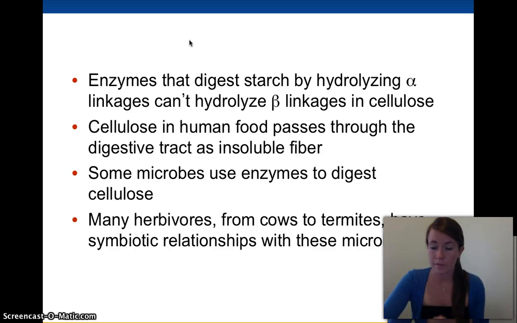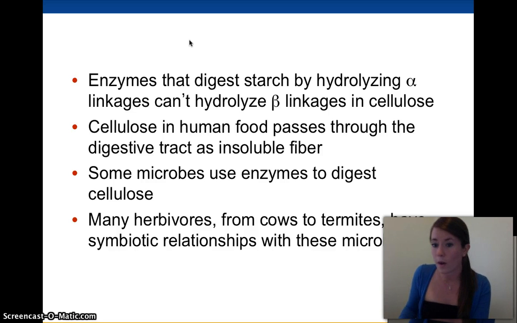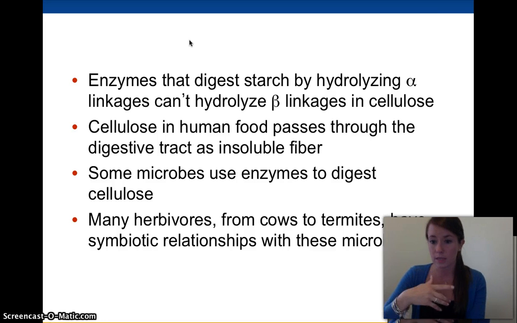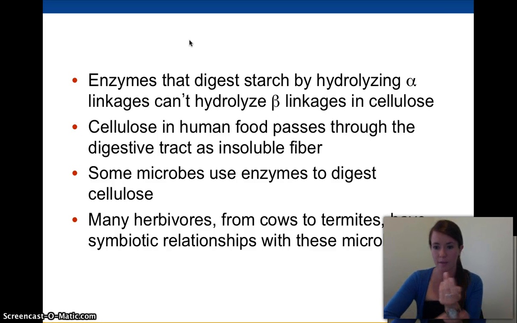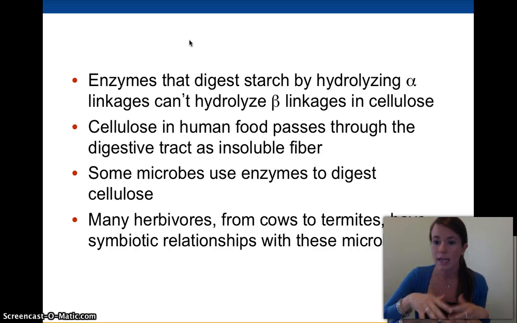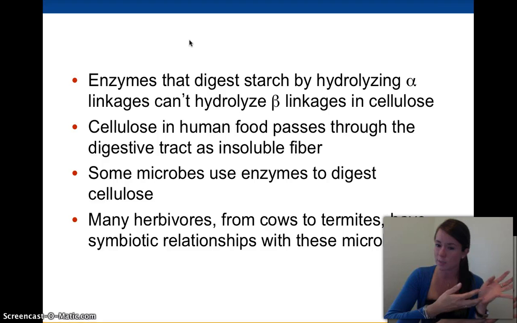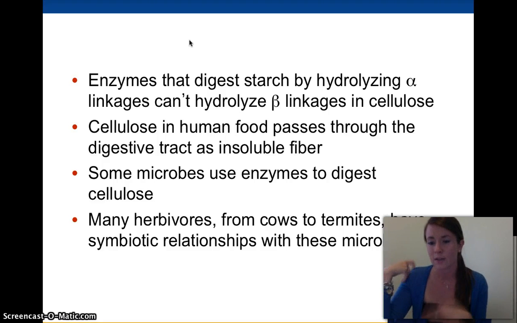But it does make a little bit of a problem. Remember I said that even flipping that one OH changes a lot of things. The enzymes that we have that break down alpha glucose can't break down the beta linkages in cellulose. So when we eat plant material that has a lot of cellulose in it, we don't digest it. It just moves straight through our digestive tract as what's called insoluble fiber. It kind of irritates the inside of your digestive tract, and then your digestive tract produces a lot more mucus because it's being irritated, and that's its response. Because of all that mucus, food moves through your digestive tract more easily. So that's how fiber works.